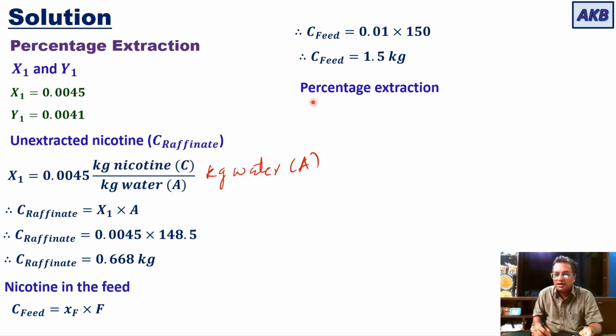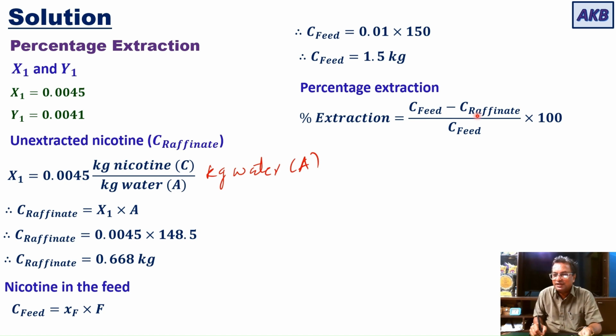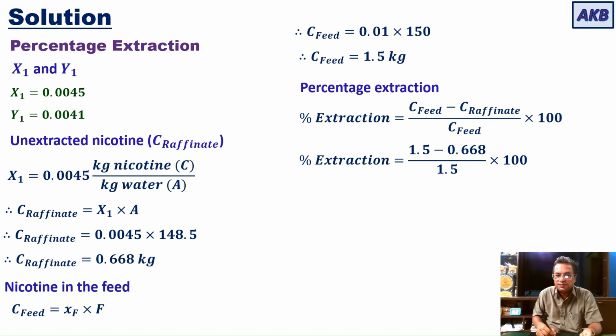So now we can find percentage extraction. So percentage extraction is equal to nicotine in feed minus nicotine in raffinate, which is nicotine in extract, divided by nicotine in feed into 100. So percentage extraction will be 1.5 minus 0.668 divided by 1.5 into 100. That is percentage extraction comes out to be 55.47, and that is the final answer that we have to report in this case.